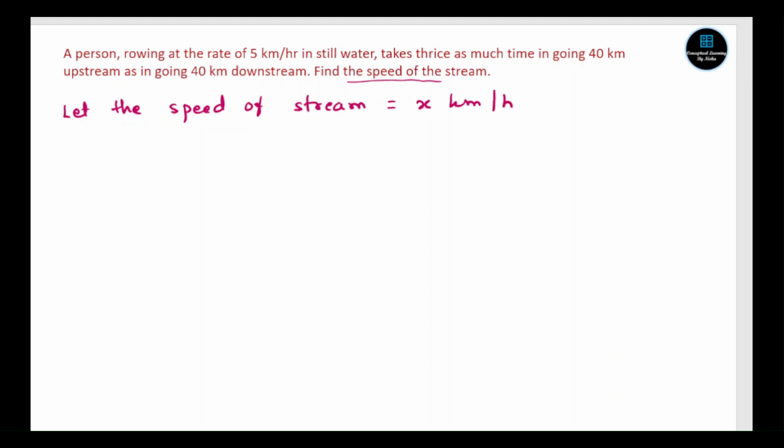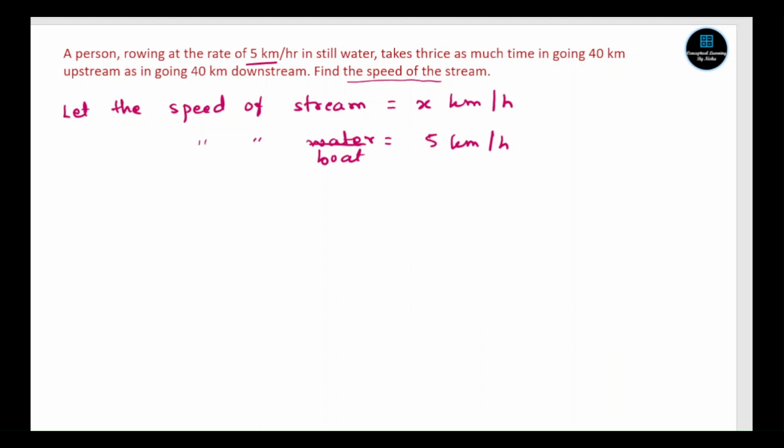Alright, and the speed of the boat is given. Sorry, this is not water, this is boat. Boat equals 5 kilometers per hour. This is given. So see, upstream is what? Going inside the sea, and downstream is coming out.